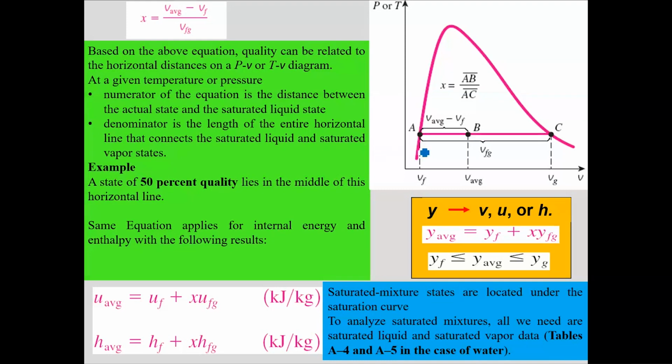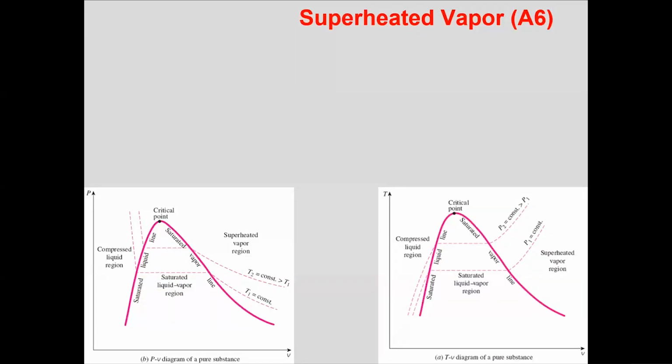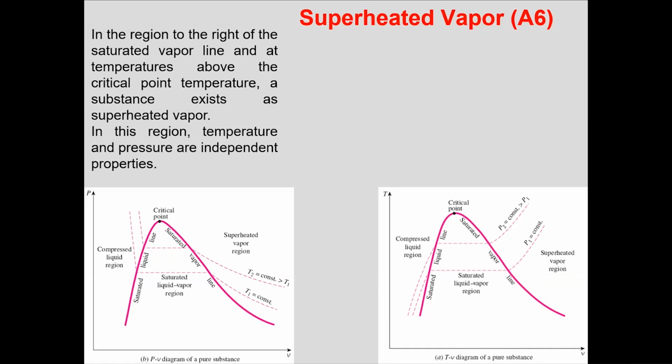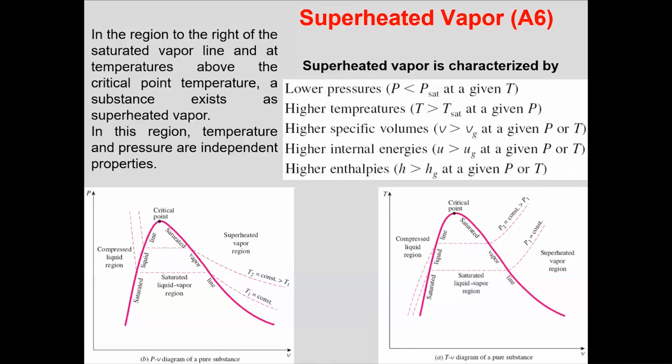Now, for calculations of mixtures, when you are in the mixed region, you only need tables A4 and A5 along with the property of the mixture, the value of x, or some information that relates to the value of x. That is only needed to calculate the properties of mixtures. But when you go to the superheated vapor region, the first thing is to identify whether you are in the superheated vapor region or not. What are the properties that identify that you are in the superheated vapor region? These are the characteristics of the superheated vapor region.